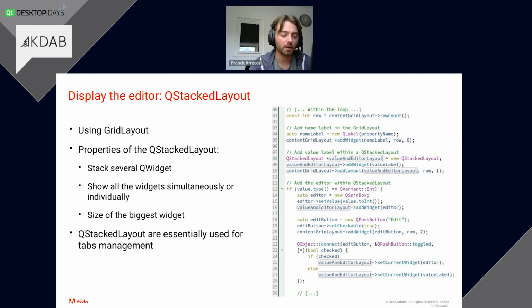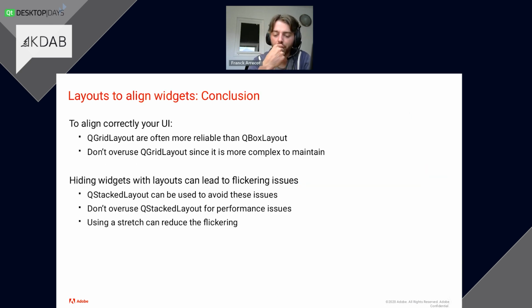Again we connect to the button. When we click, we execute this lambda, and this lambda makes sure that when it's checked, the editor is shown, and when it's not checked, only the value label is shown. This provides you a perfect alignment because you are using the grid, and it works. And it prevents flickering, which is a nice thing. That seems like a little detail, but that's what makes the difference between one application and another.